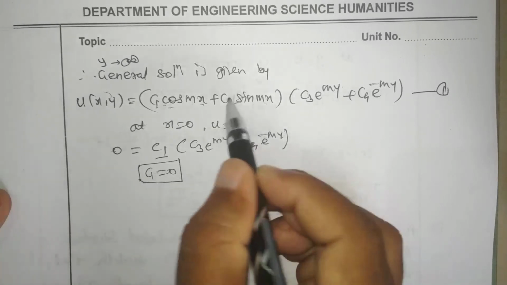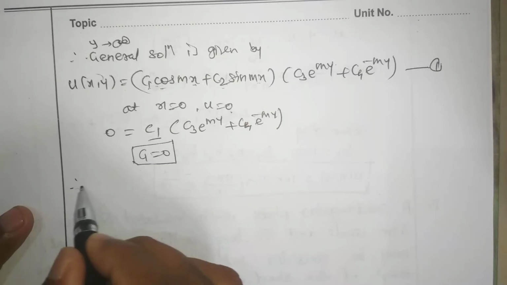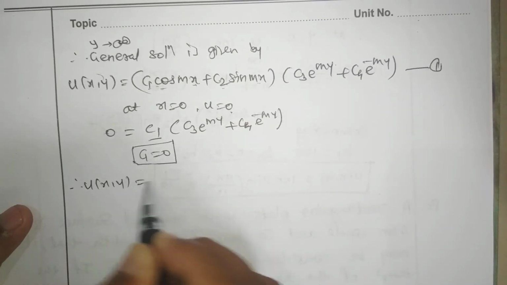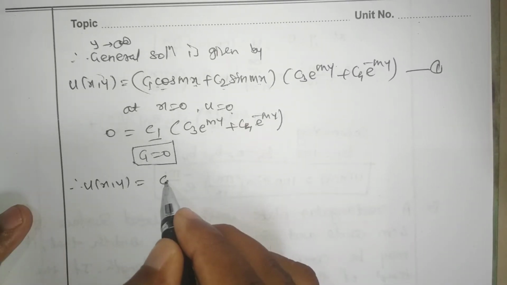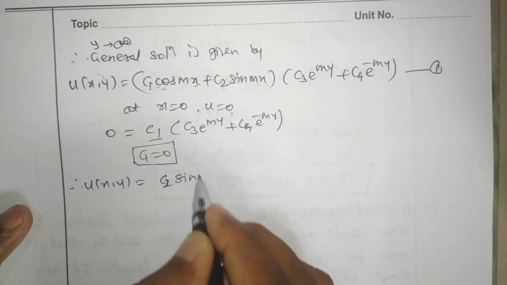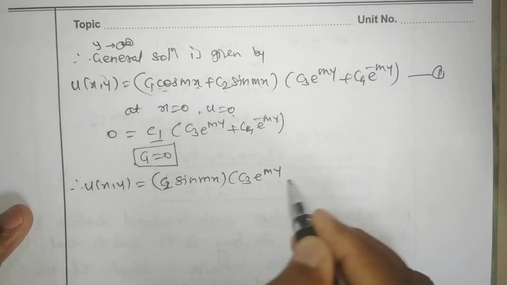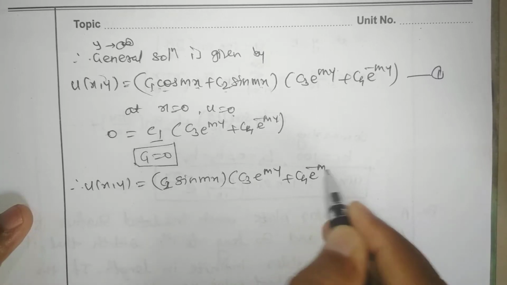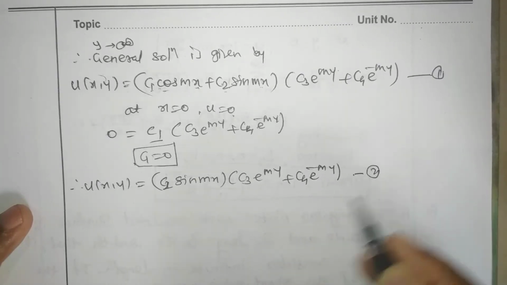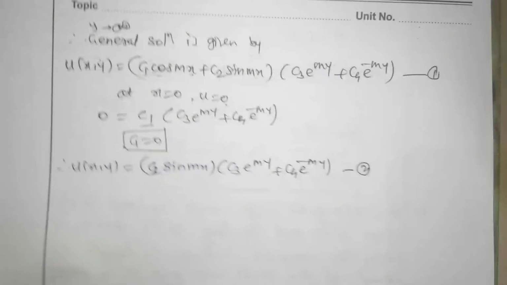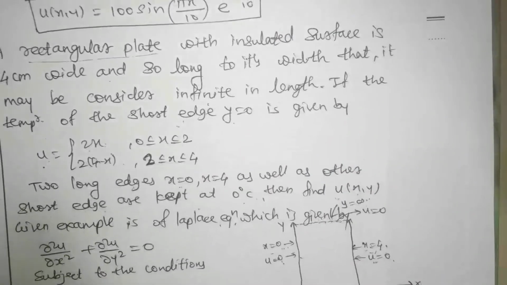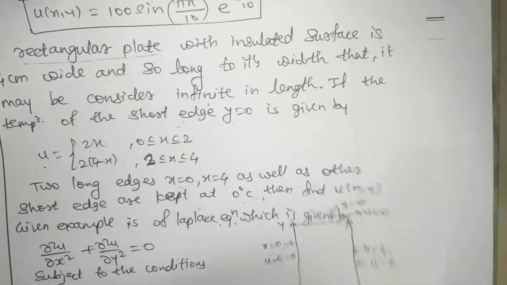Put c1 is 0 in this equation. Therefore, we will get u of x comma y is equal to c2 sin mx into c3 e raised to my plus c4 e raised to minus my. Call this equation number 2. Now using the second condition, that means y tends to infinity, value of u is 0.